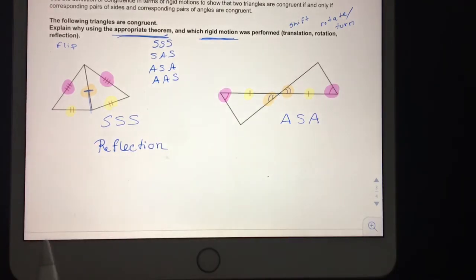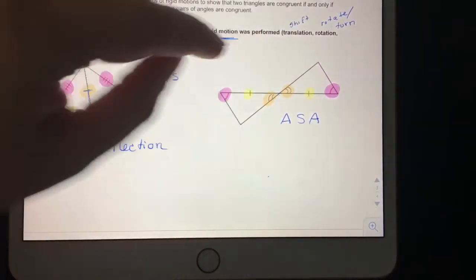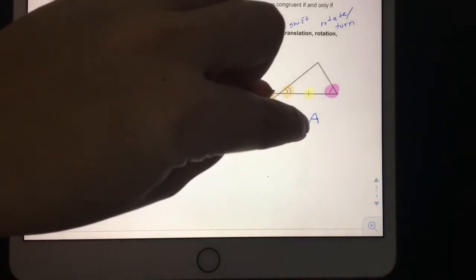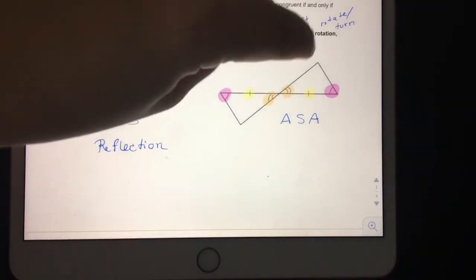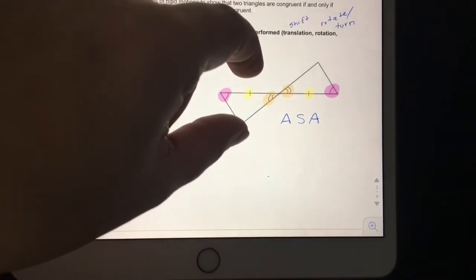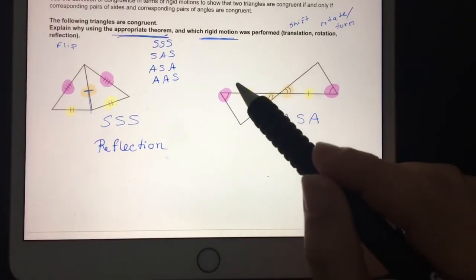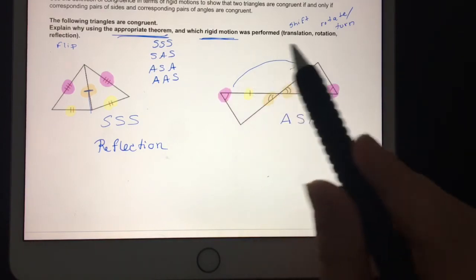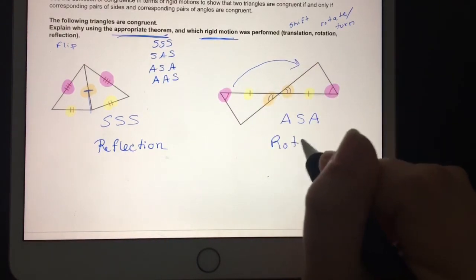So the next part, the rigid motion. If it was a translation, it would look like I took this triangle and I just moved it over. So the pink angle would be in the same spot on this triangle, and that's not the case. For a rotation, I would take this triangle and rotate it and turn it, and it looks like it did that. It looks like it took this triangle and turned it in that direction, clockwise. So this is a rotation.